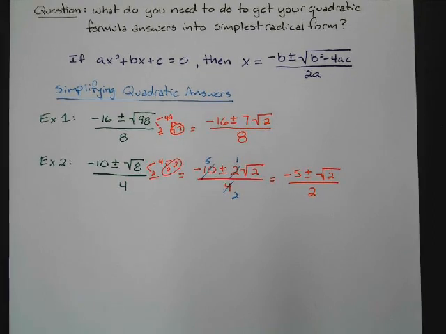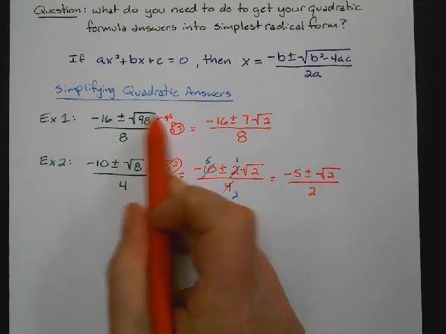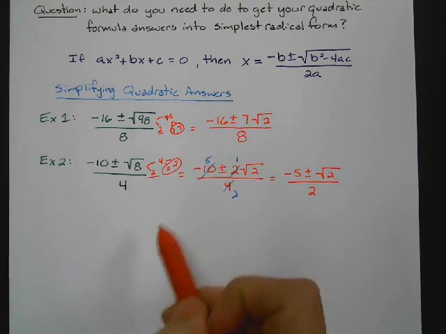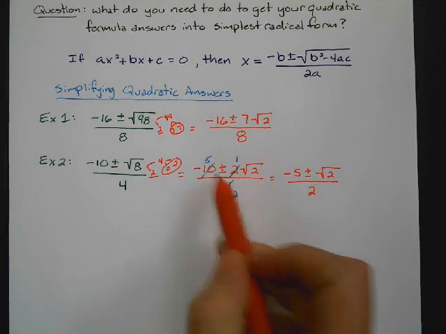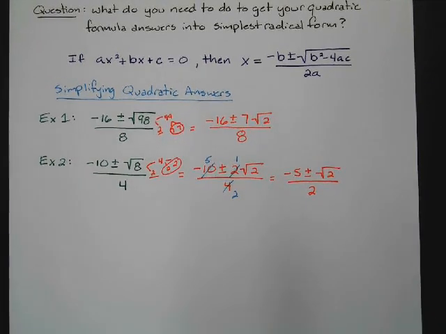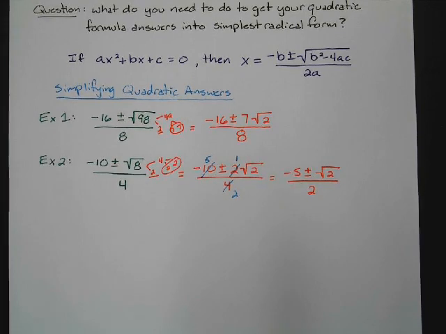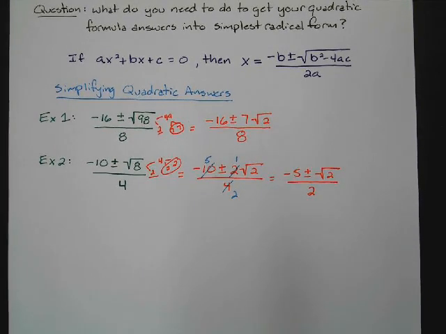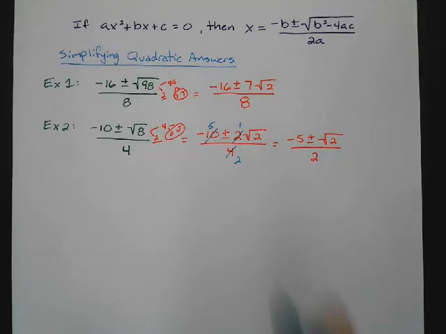So we need to look for a couple things. Number one, can you reduce the radicals? And number two, can all three of these numbers reduce? Those are the two things you want to look for when you are taking your quadratic formula answers and putting them into simplest form. Okay, now let's actually, from the beginning, solve using the quadratic formula.